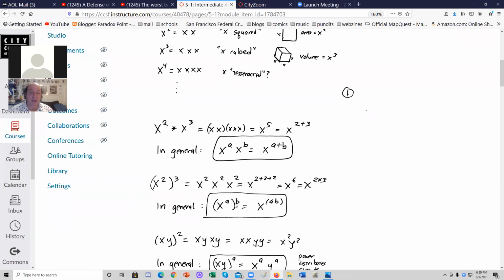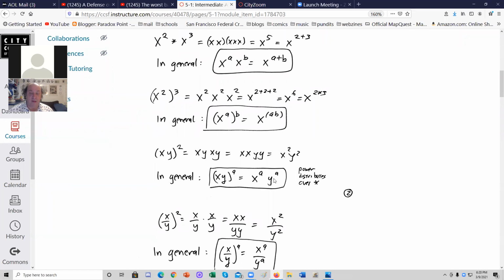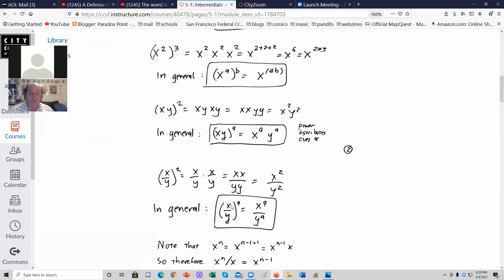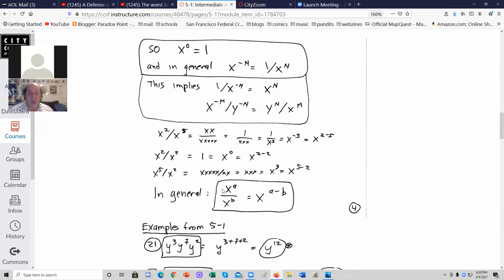Repeated powers, x to the a to the b is x to the a times b. xy to the a is x to the a, y to the a. x over y all to the a is x to the a over y to the a. And x to the 0 is 1. x to a negative power is reciprocal of x to the power. And x to a ratio of powers is x to the difference of powers.